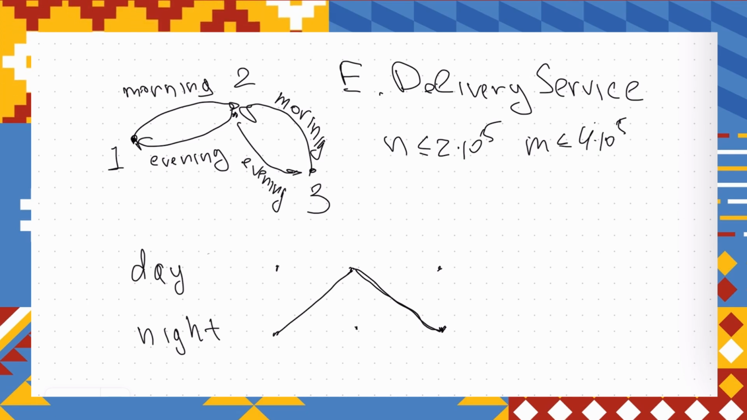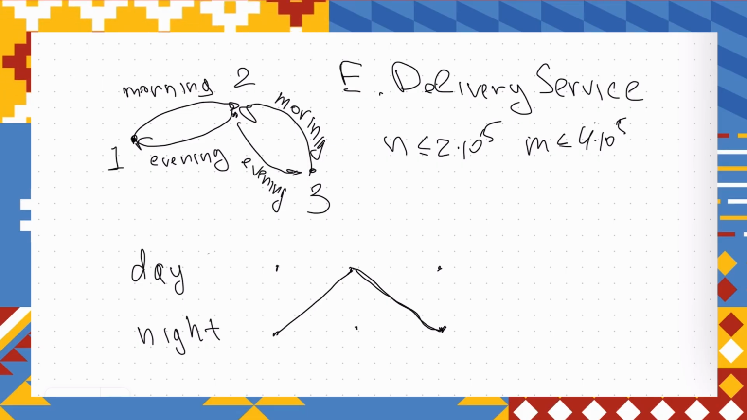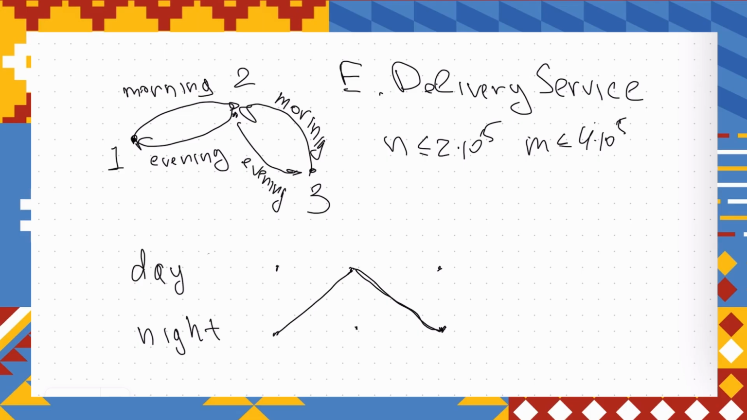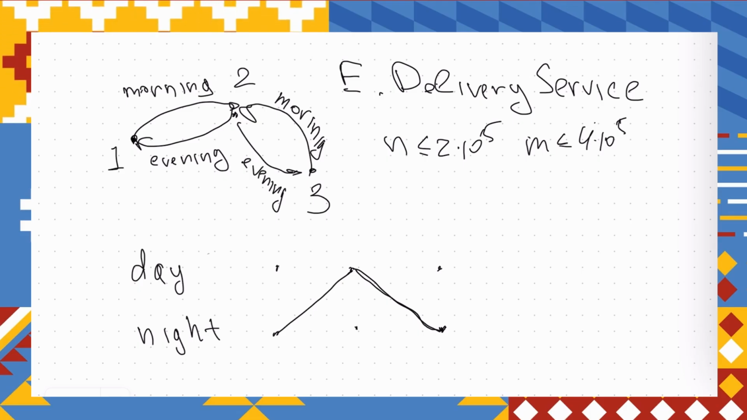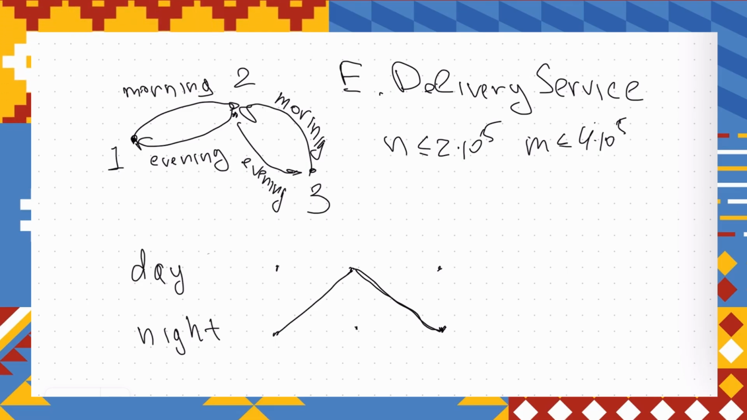For example, if we have one person who is going from city 1 to city 2 each morning and back each evening, and another person who is going from city 3 to city 2 each morning and back each evening, we can deliver packages from 1 to 3 by the first going with this package in the morning to city 2, meeting the other delivery person, and going from city 2 to city 3 back in the evening.